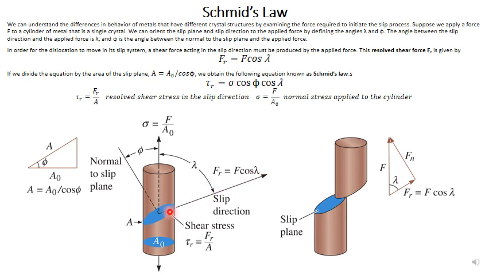Now, the force in this direction is called the resolved shear force, which is F cosine lambda. This is F, and this is lambda. So Fr, the resolved shear force, equals F cosine lambda. And the force in the other direction is the normal. We're concerned about this.